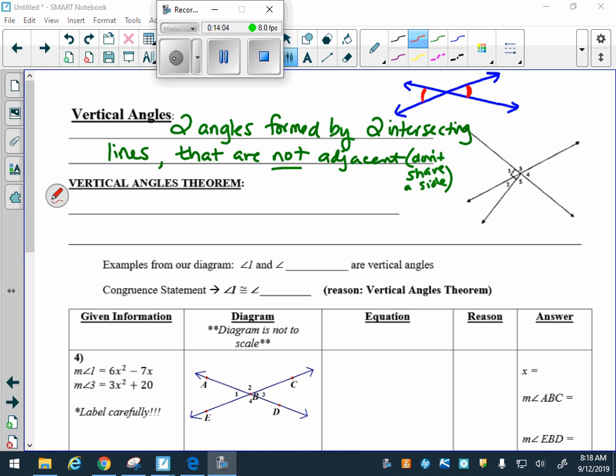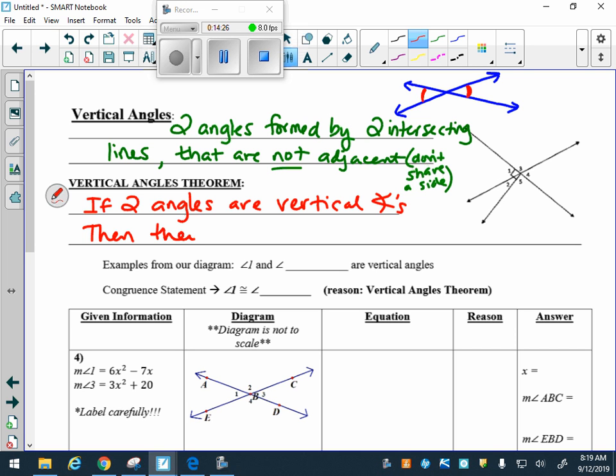So the vertical angles theorem says if two angles are vertical angles, abbreviation for angles there, right? I use the symbol. If two angles are vertical angles, then they are congruent. Which means they have the same measure.